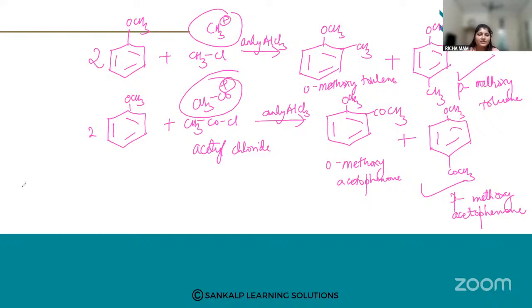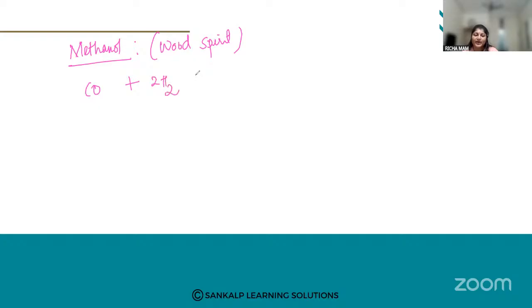Next, there are some important alcohols which you have to know. First is methanol, which is called the wood spirit. How is it prepared? Methanol is prepared by hydrogenation, which means addition of hydrogen, on carbon monoxide at a high pressure.